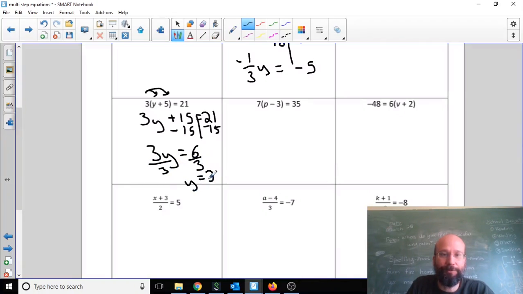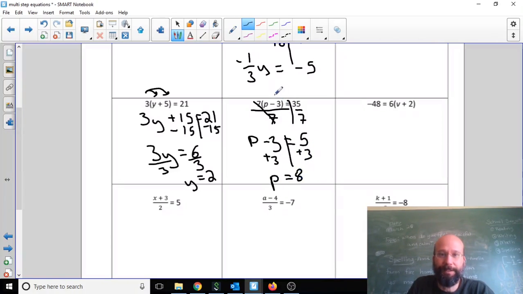Y equals 2. The other way to do it is, since this is just multiplying, you can do the opposite of multiplying, which is division. You can divide that 7 out at the start. This cancels, and you're left with p minus 3 equals 35 divided by 7 is 5. And then you move the minus 3 over, so that would be plus 3. And p equals 8. This is quicker, but I prefer if you distribute first.